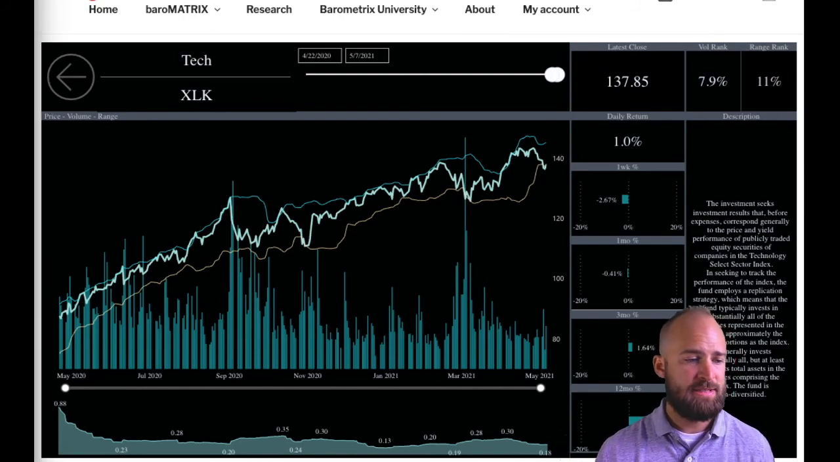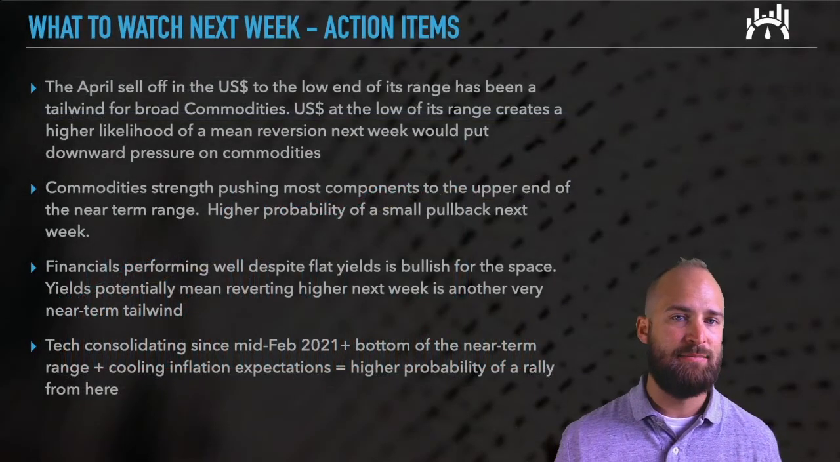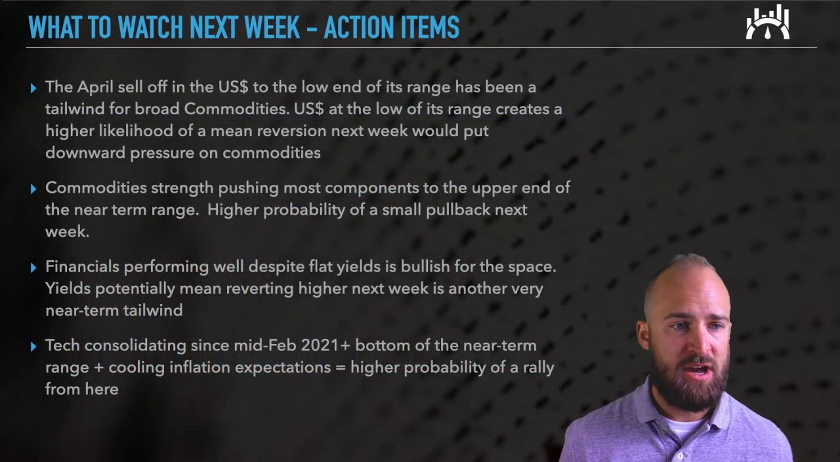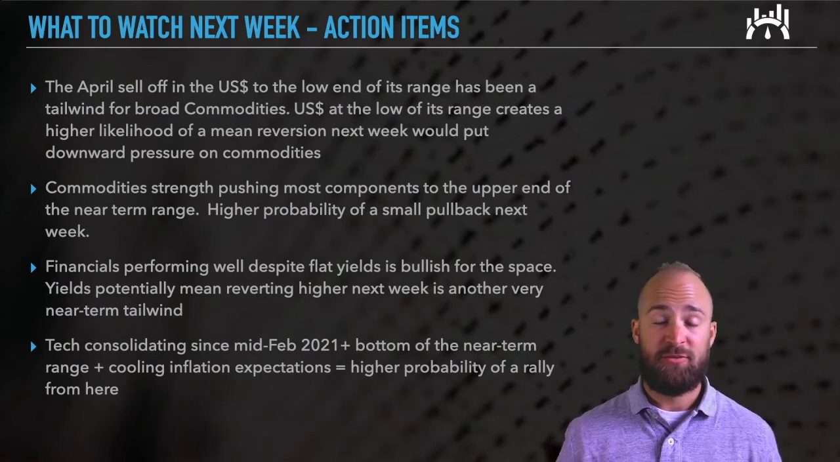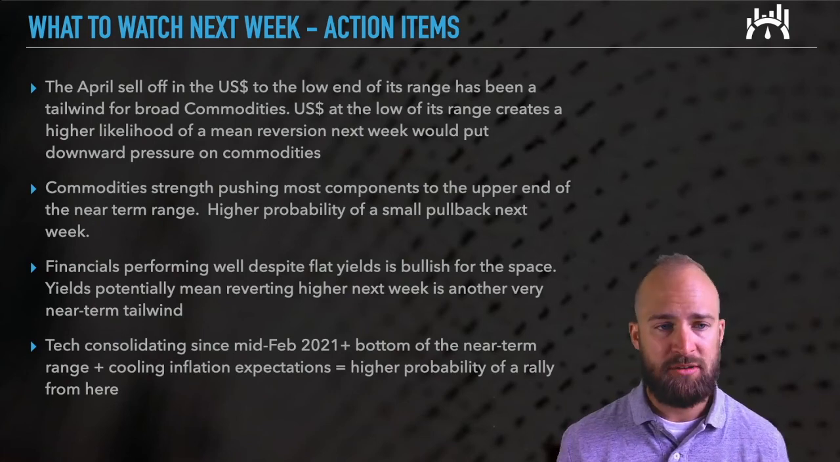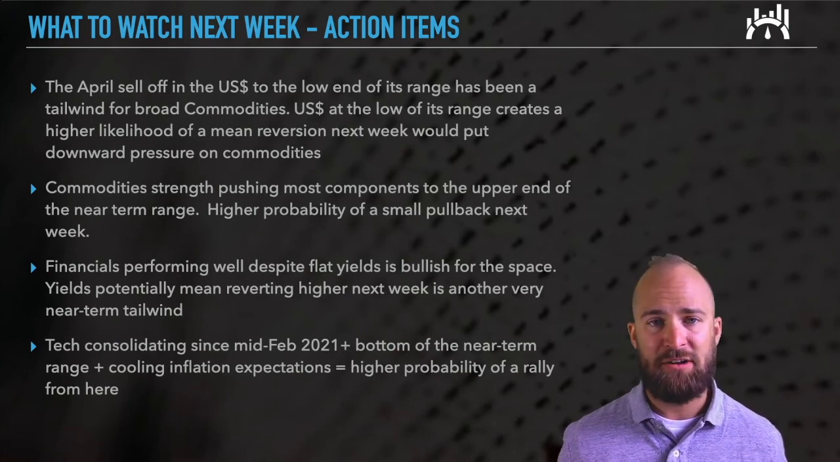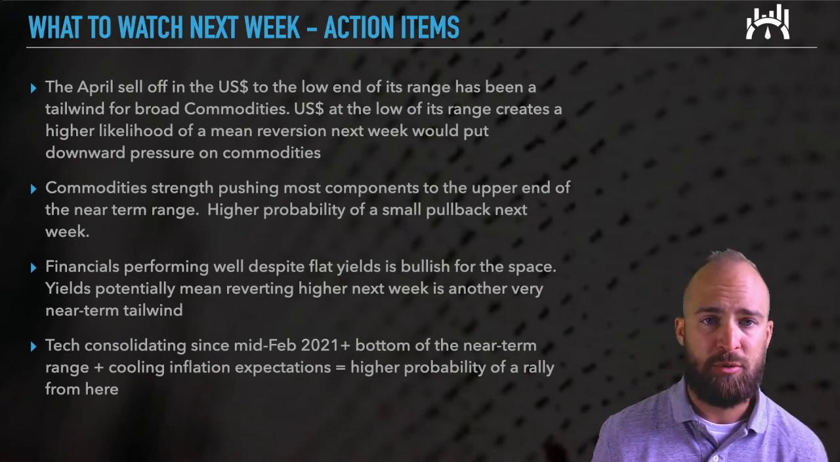So with all that, let's talk about what to be looking out for next week and get into some action items. The April sell-off in the dollar to the low end of its range has been a tailwind for broad commodities, which for 2 weeks in a row now have really popped higher. With the dollar at the low end of its range, it creates a higher likelihood of a mean reversion next week, which would put downward pressure on commodities.